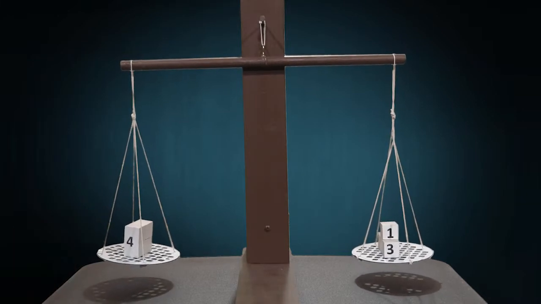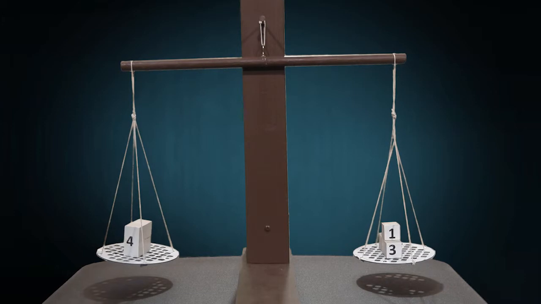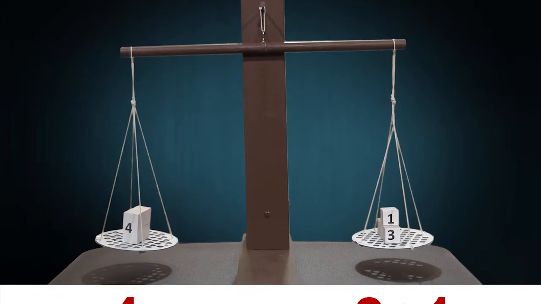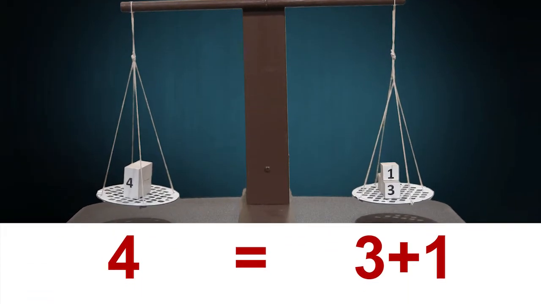This, of course, is a simple real-world illustration of when 3 plus 1 equals 4. The scales are balanced because of the combination of weights on each side being equal. And you already have learned that we can represent this situation as 4 equals 3 plus 1.